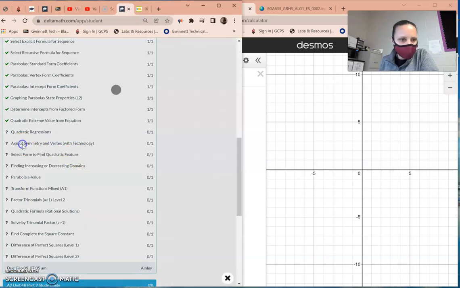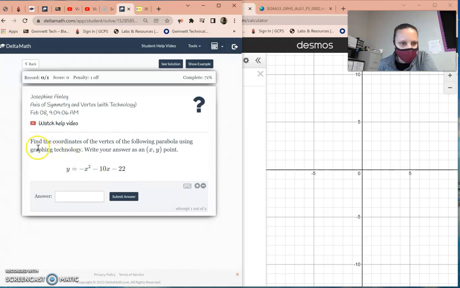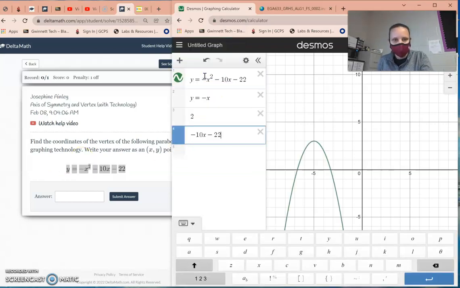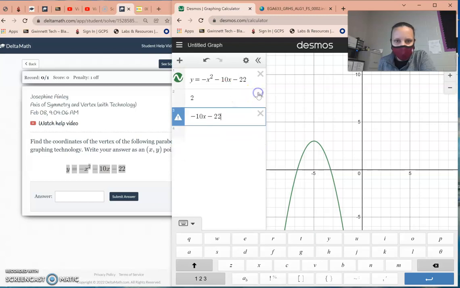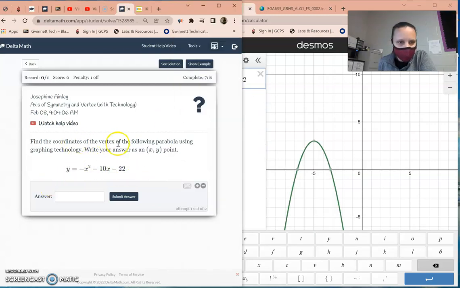All right, we're going to take a look at axis of symmetry and vertex with technology. It says find the coordinates of the vertex. Oh, that's easy. So we're just going to copy and paste. So Control C and then Control V. All right, make sure it has copied in what you need to see. It has.